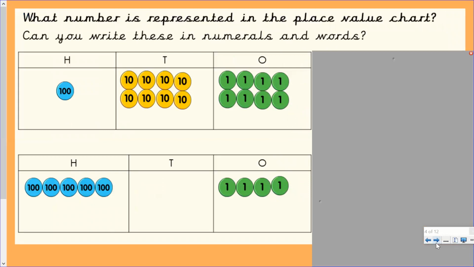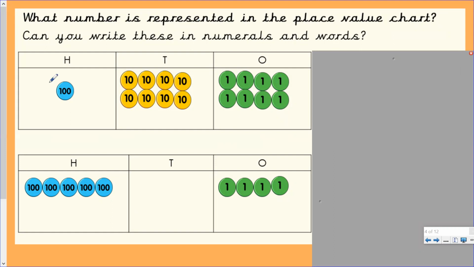Okay, so this next activity that we are going to do together as well. What number is represented in the place value chart? Can you write these in numerals and words? Pause the video, have a go at doing it yourself, and then play the video when you're ready.